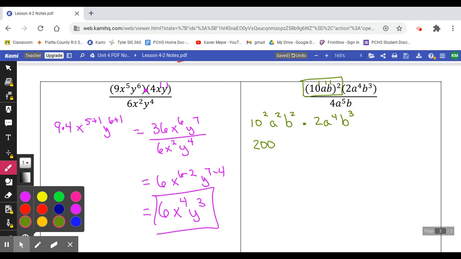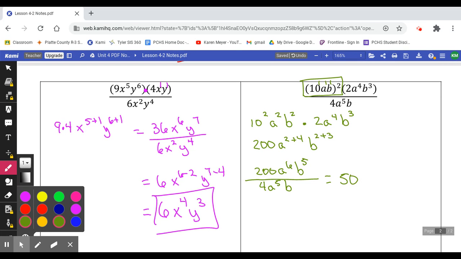And then if you're multiplying, you add exponents. So A would be 2 plus 4, and B would be 2 plus 3. Giving me 200, A to the 6th, B to the 5th. Now I'm going to take that numerator and put it over the denominator, which was 4, A to the 5th, B. So now take 200 divided by 4 on your calculator, which gives you 50.